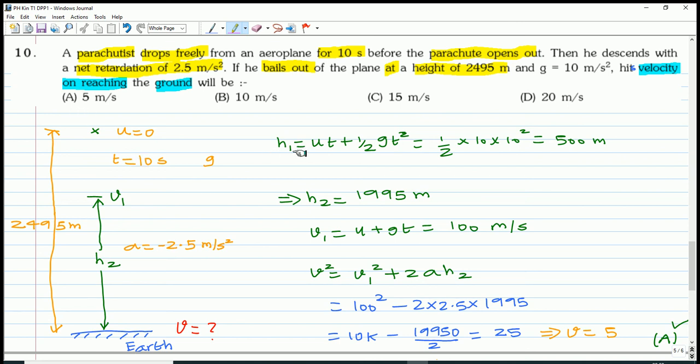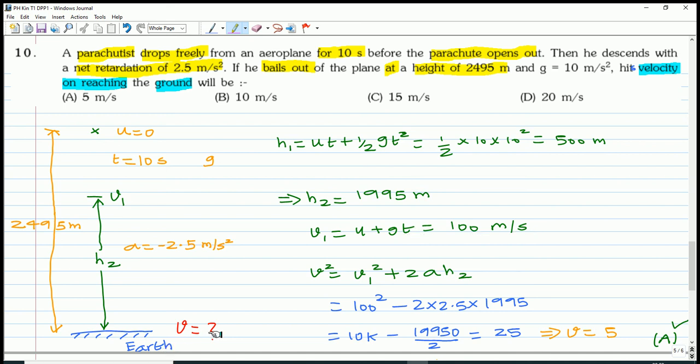So the height traveled in the first part is h equal to ut plus half gt square. Initial velocity is 0. Using the time t as 10 seconds, we get the height as 500 meters. So the height of the second part, h2, is the total height 2495 minus 500, that is 1995 meters. And the velocity at this point is v1 equal to u plus gt, u is 0, g is 10, and t is also 10, so that is 100 meters per second.